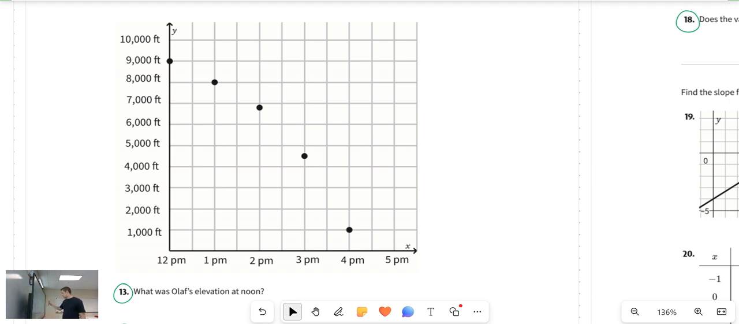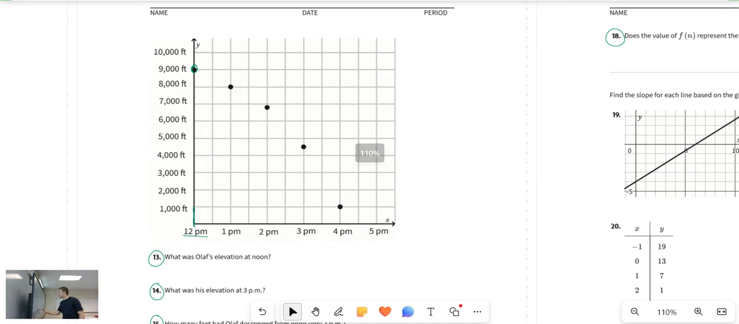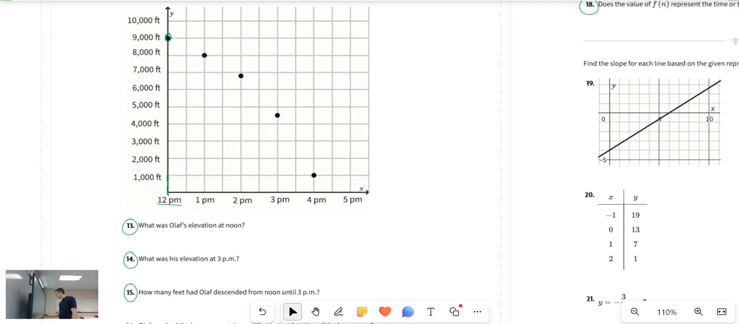Our first question, what was Olaf's elevation at noon? All right, so noon, we'll look at this one in green. Noon, it's asking about 12 p.m. here. So what was his elevation? Well, at 12 p.m., that's on this line here, right? We'd have to go all the way up and find that his elevation, it looks like, was right at 9,000 feet. So we're going to write that. And we will zoom out just a little bit more so we can see more of what's going on here. So we have 9,000 feet for this first question.